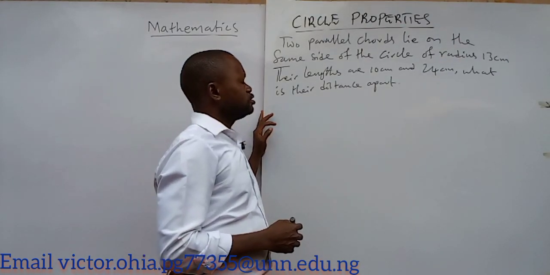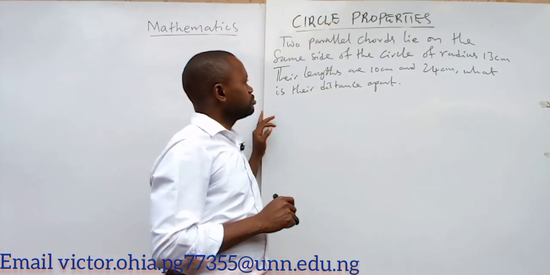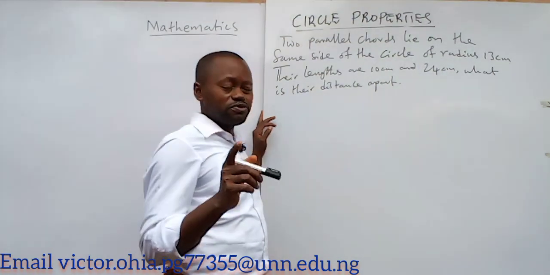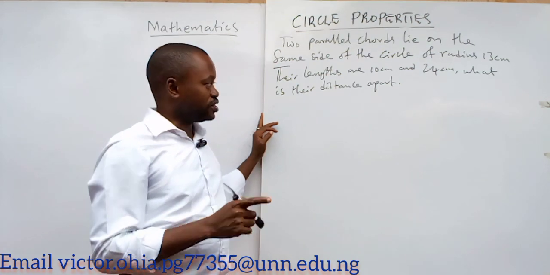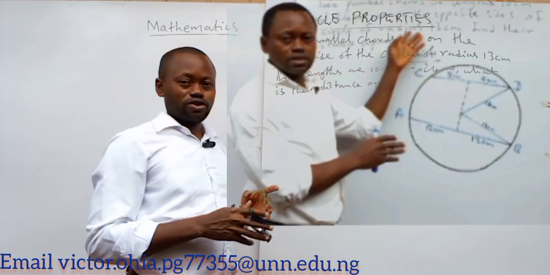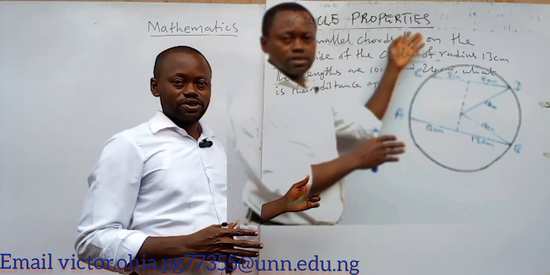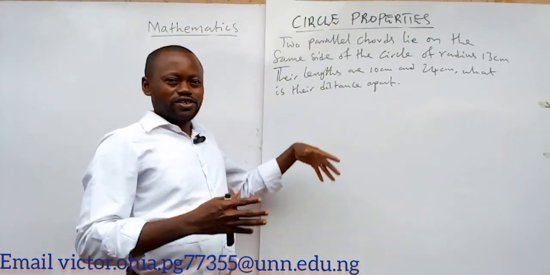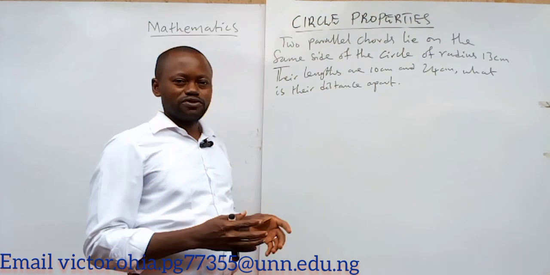It says two parallel chords lie on the same side of the circle. If you remember, in one of the classes we had earlier, I was talking about these same two parallel chords, but on the opposite sides of the circle. But in this case, you are going to be looking at it on the same side of the circle. I'm thinking that this experience is going to be wonderful for you.